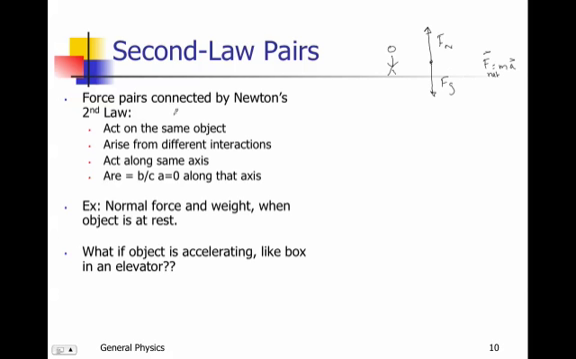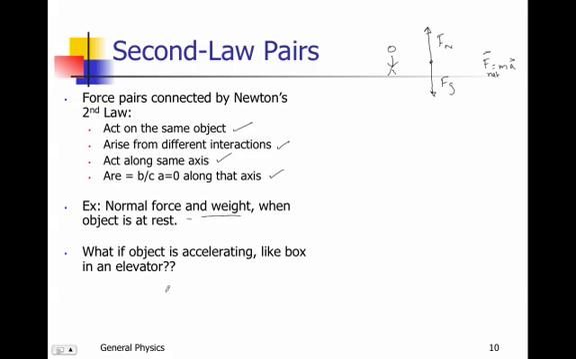So force pairs connected by Newton's second law act on the same object. That's true in this case. They arise from different interactions. That's true also. This gravitational force is arising from the gravitational interaction between the person and the earth. This normal force is arising from the interaction between the person and the floor. They act along the same axis. Check. And are equal because the acceleration along that axis is 0. Check. So for example, normal force and weight, which we just looked at.